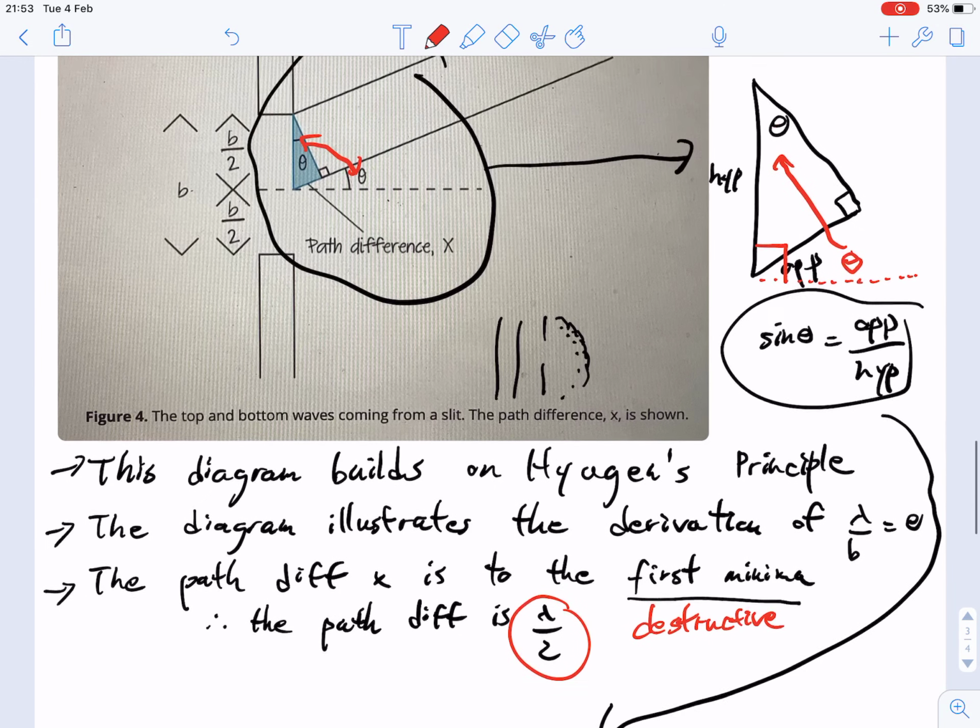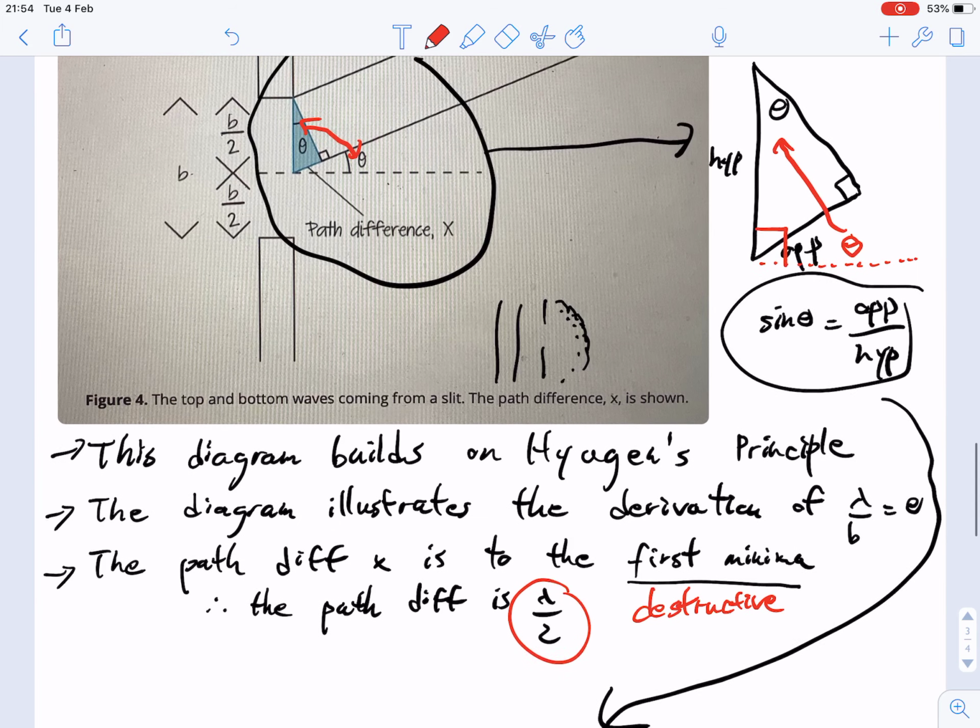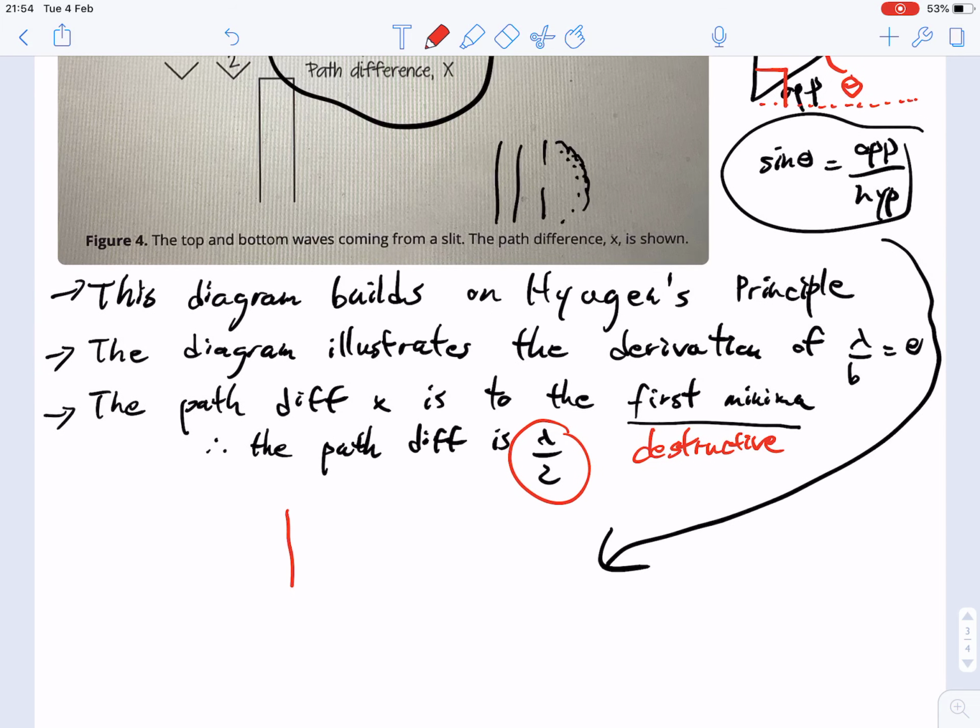So what we're going to do is make some substitutions. I'm just going to redraw the triangle right here. Okay, so the hypotenuse is actually b over 2. The opposite side is our path difference. And because it's destructive interference, we're actually going to eventually replace that with lambda over 2. And then we have our angle theta.